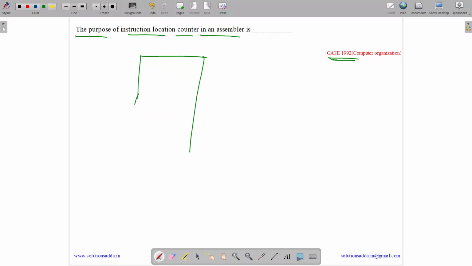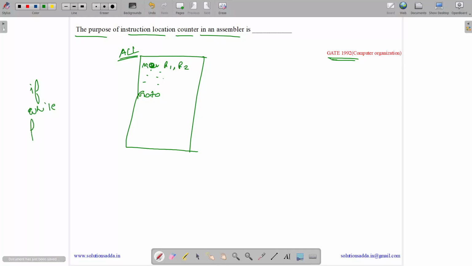Suppose we have some code over here, and in the code we have assembly level language. Now the assembly level language will have various instructions like move something to R1 to R2. It will have various mnemonics, and there will be some terms like go to, because in the normal code we have if statements, while loops, and for loops. So for these statements we need to write the go to statements and the address over here. Let us suppose go to X.